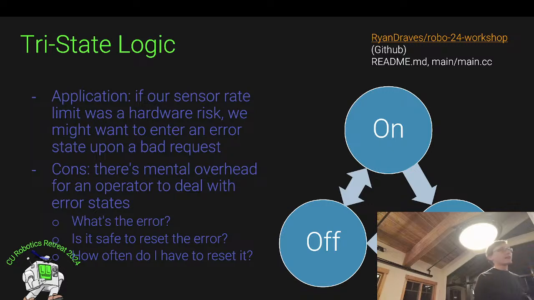There is a downside to this, of course, and that's the idea of this extra overhead. From the operator's perspective, whoever's operating the robot, the satellite, whatever, dealing with this error state is a little bit cumbersome. It adds some extra overhead. What is the error? Is it safe to reset this error? And how often do I have to keep doing this? If it's going to happen every 5 minutes, I get a little annoyed.